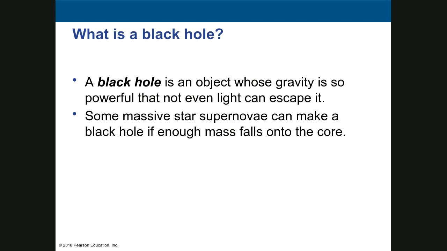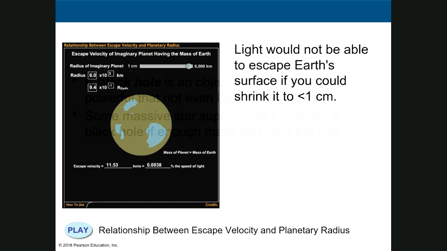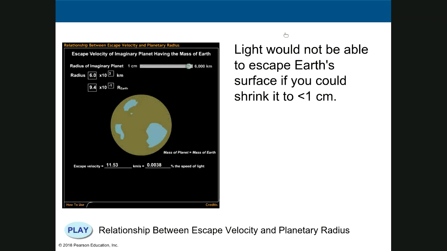So, some properties of black holes. Light would not be able to escape the Earth if you could shrink the entirety of the Earth to 1 centimeter. So in order for the Earth to be dense enough to be a black hole, the entire planet would have to be the size of a 1 centimeter mass. So that's about the size of a small marble. Okay.